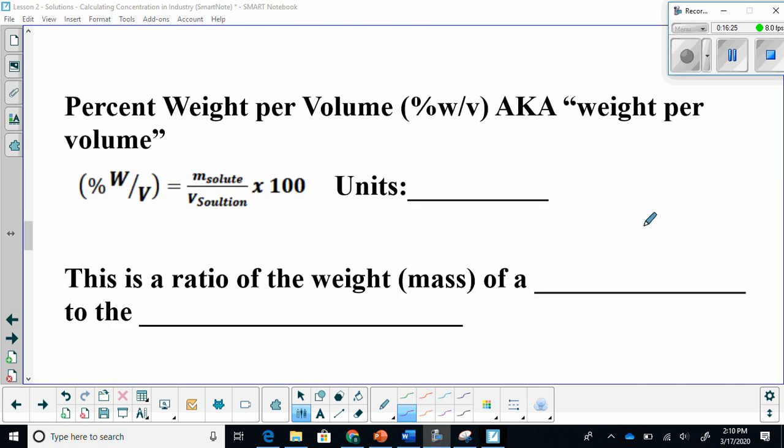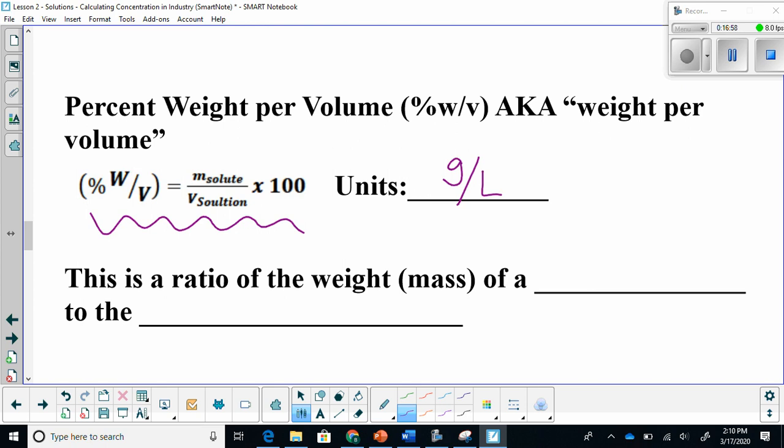Okay, now we're going to combine the two. So let's say we're taking a solid, a mass, and we are dissolving it into a liquid. Okay, so the percent weight per volume formula is known as the weight per volume. The formula looks like this. The units are very specific for this one. Mass must be measured in grams, and your solution or your volume must be measured in liters.